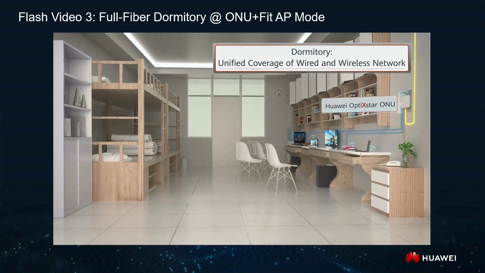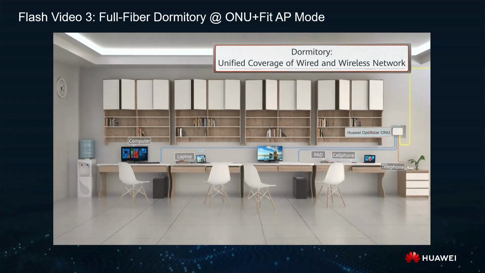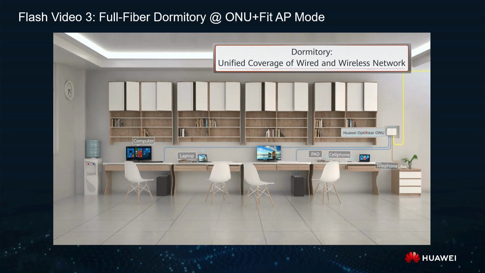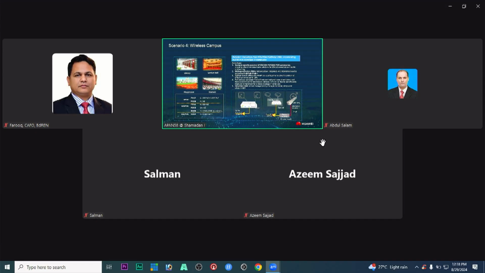It is very important to understand the concept of this all optical solution. If you understand the basic concept of the all optical solution, then you can deploy it in any scenario as per your physical network requirement. The fourth scenario is the wireless campus, in different areas like the library, the lecture hall, and the playgrounds. Everywhere you can deploy this network, and there are specific devices for each specific scenario.